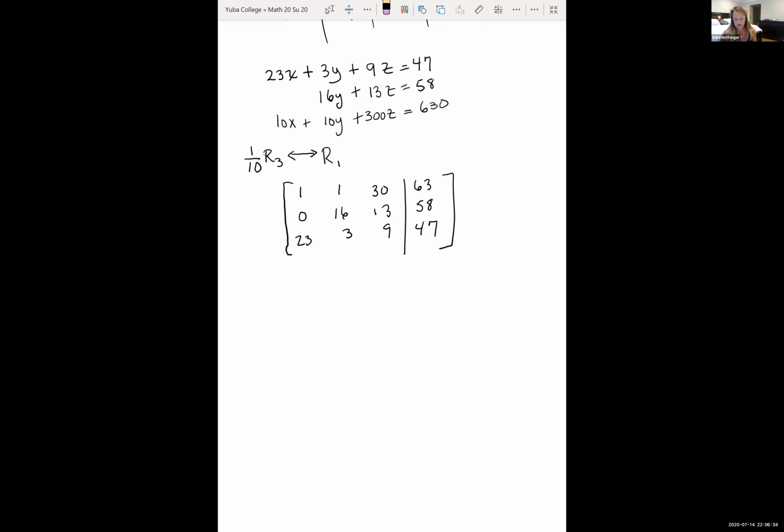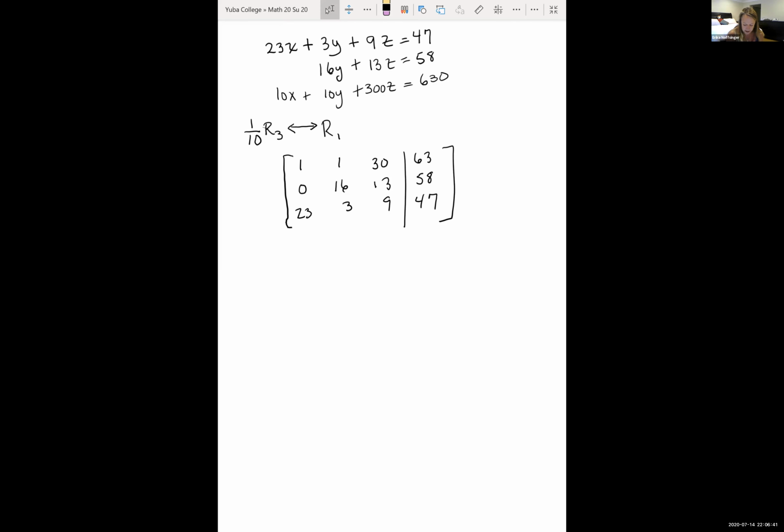Now let's use where we got the 1 where we wanted it to get rid of all the entries below. And so if we look at negative 23, row 1, and add it to row 3. So row 1 is the same. I'm just going to rewrite it, 1, 1, 30, 63. Row 2 is the same, 0, 16, 13, 58. So negative 23 plus 23 is 0. Negative 23 times 1 is negative 23, plus 3 is negative 20.